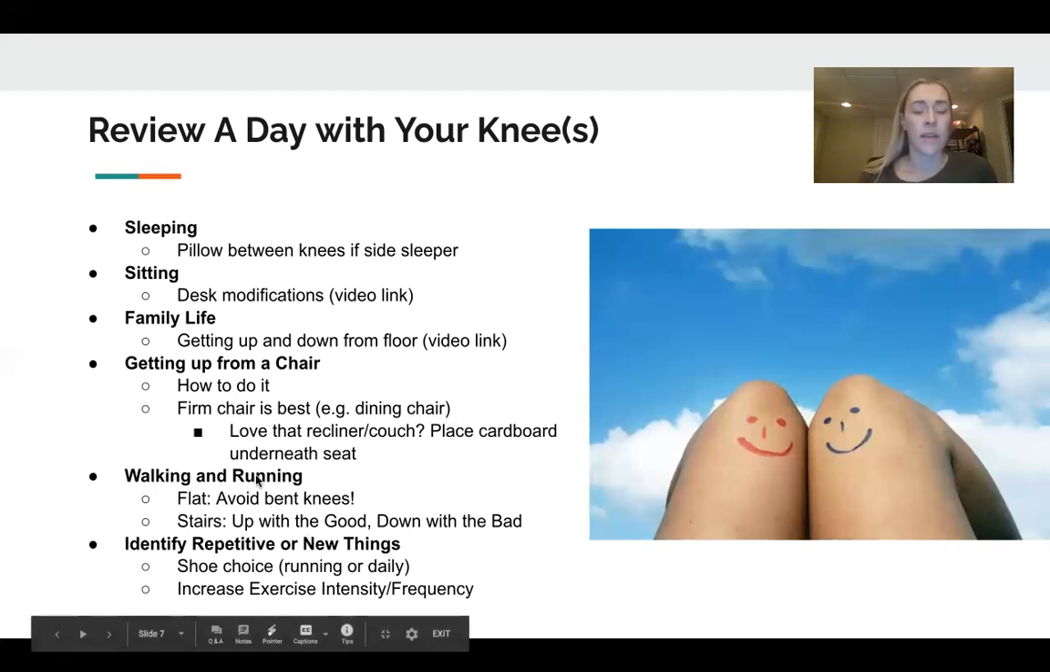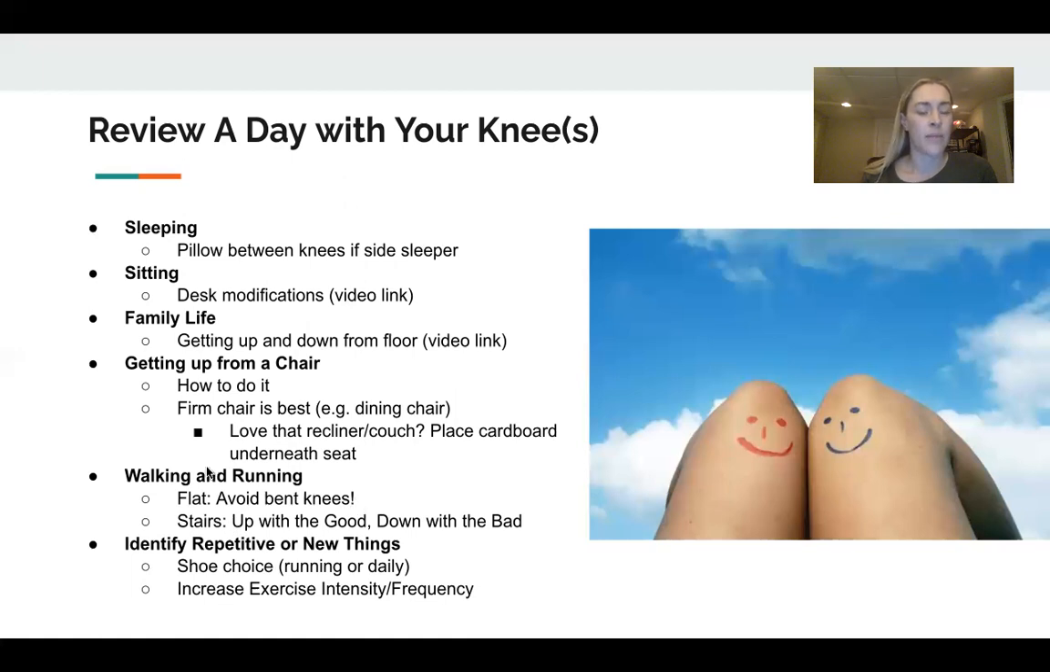Walking and running is a big knee pain point in terms of people having a lot of pain doing these things. If you're walking on a flat or level surface, really try to avoid bending your knees. When our knees bend, it is the most comfortable position because there's the most volume at the joint. However, it's the most unstable position.